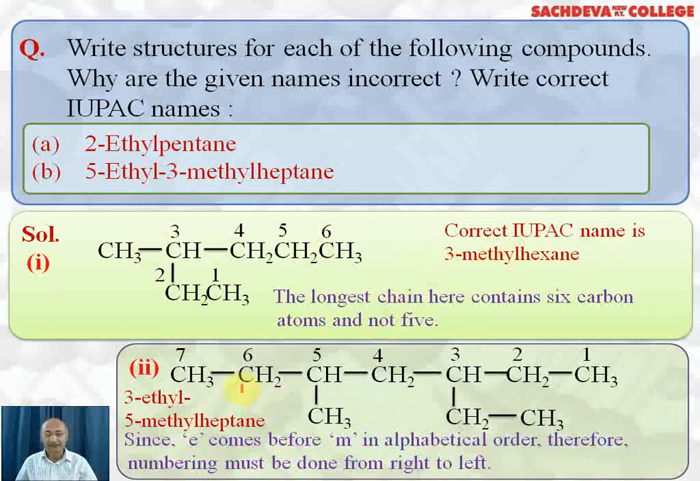Next we have this compound where the methyl group is at the fifth carbon and the ethyl group is at the third carbon. But it is written 5-ethyl and 3-methyl heptane. Alkyl groups are preferred alphabetically, so ethyl should get the lowest number, the third carbon, and methyl should get the fifth number. So the correct name of this compound is 3-ethyl 5-methyl heptane. The rule is alkyl groups should be preferred alphabetically.